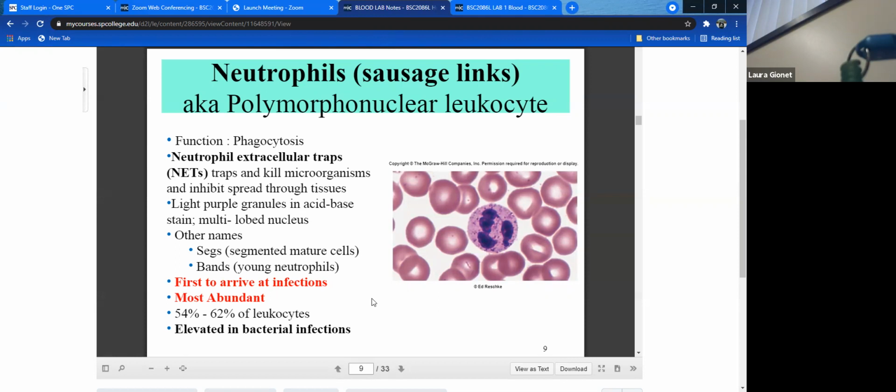So it's the first to arrive at infections and the most abundant. A nice rule of thumb would be about 55 to 65% of all white blood cells would be neutrophils. Right? So they're elevated in bacterial infections. They're the first to arrive. They're the most abundant normally.